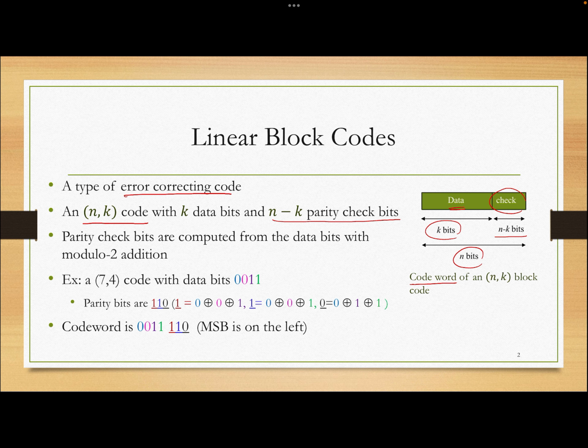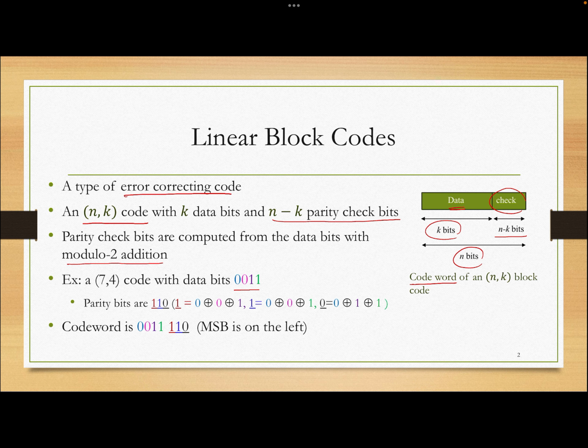So how do we compute the parity check bits? The data is given by the user, but the parity check is the redundancy that we add to the data to make a code word. We compute this with modulo 2 addition. For example, we have a (7, 4) code, with n equal to 7 bits and k equal to 4 bits. The data bits are 0011, and I color code them so that you can see how to compute the parity bits.